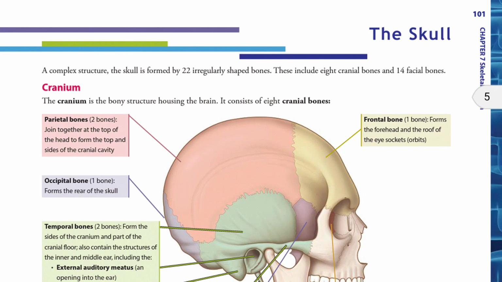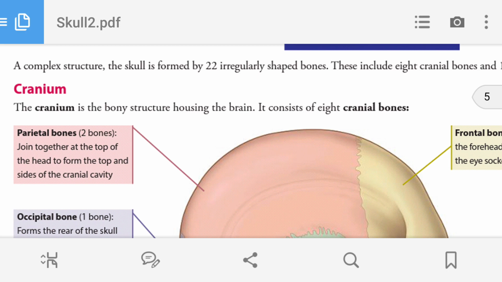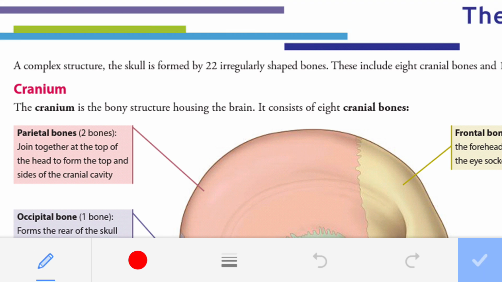I welcome you to the presentation lecture on the skull. Now, the first question that comes to our mind for this topic is: how many bones are there in the human skull? As you can see here, it is written that in the human skull there are 22 irregular shaped bones present.